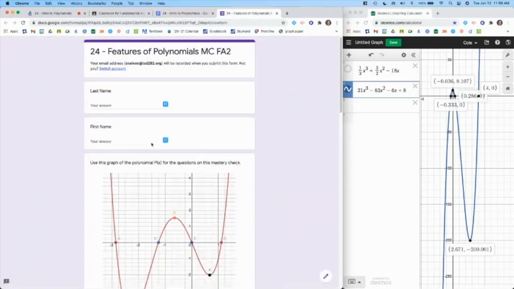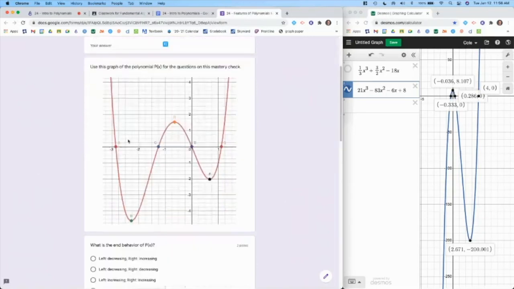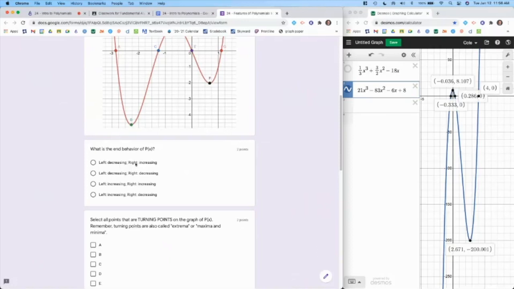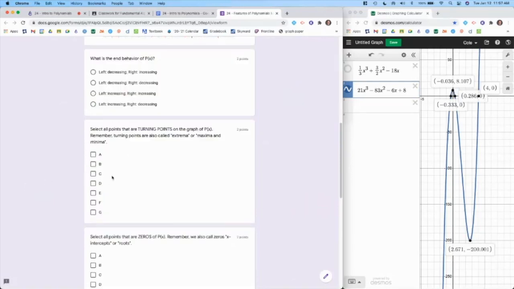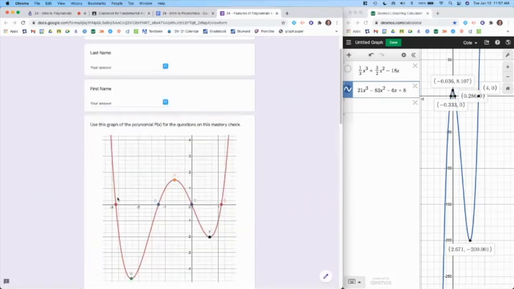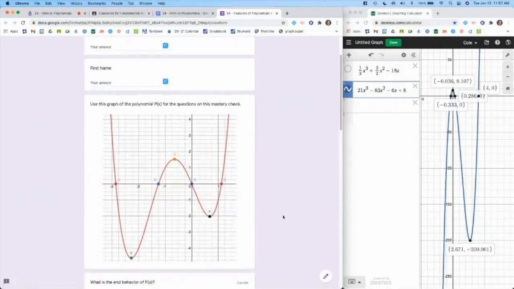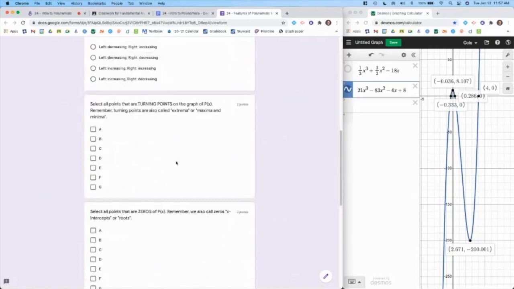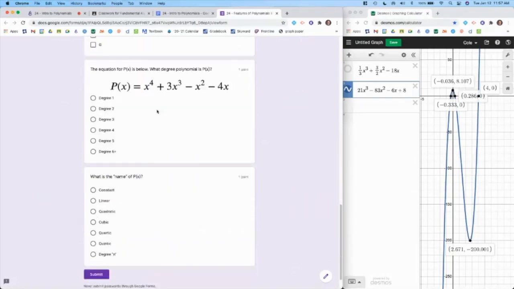And if you open this up, you're going to have a couple of questions to finish. Hopefully this will load. Okay, so put your name in. But here's a graph of a polynomial. You need to tell me, what is the end behavior? Is it increasing or decreasing on the left side and on the right side? Tell me which of the points, A, B, C, D, E, F, or G, notice that they're labeled here, which of them are turning points and which of them are zeros? Those are the 2 questions here. Which ones are turning points and which ones are zeros? This is the equation for the polynomial, and you need to identify what the degree is and what the name is for that polynomial.